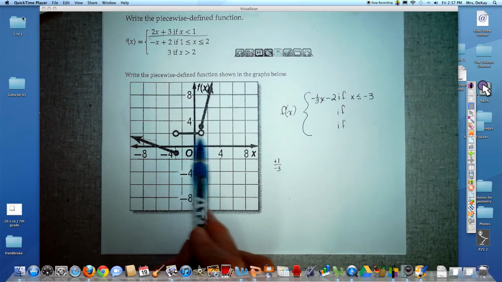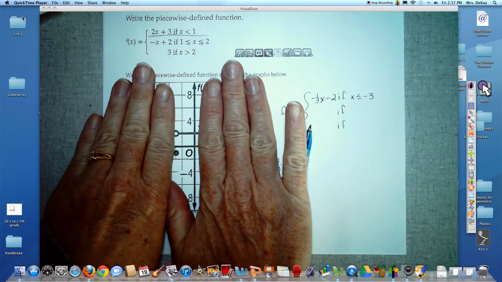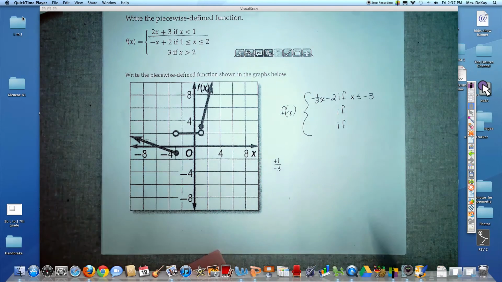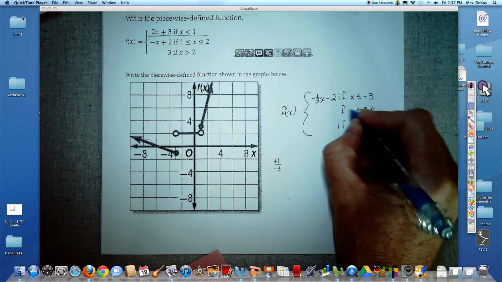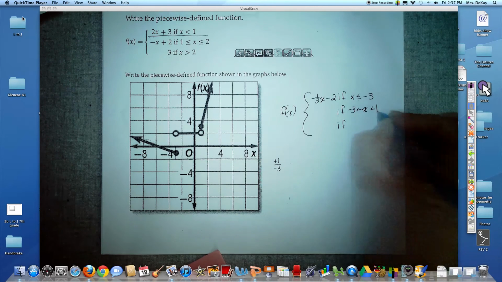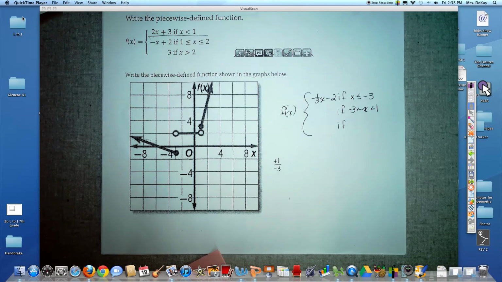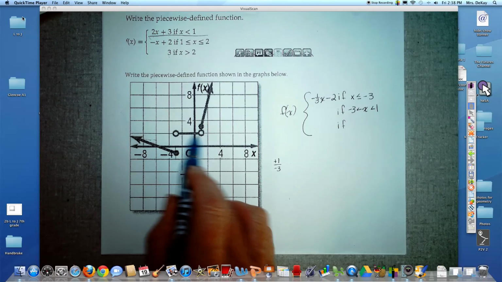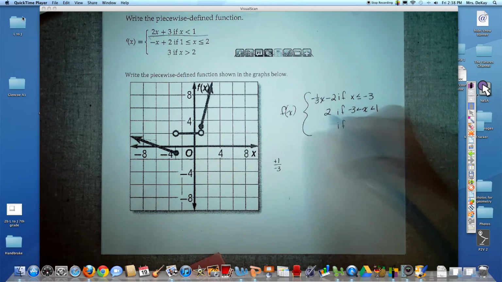Where is this happening? It's happening between -3 and 1, right? So I've got to put my x in the middle here. It's happening between -3 and 1. What about equal signs? Nope, no equal signs. They're both open circles. Well, what is the equation of a horizontal line right here? That would be 2. Oh yeah, 2. That's it.